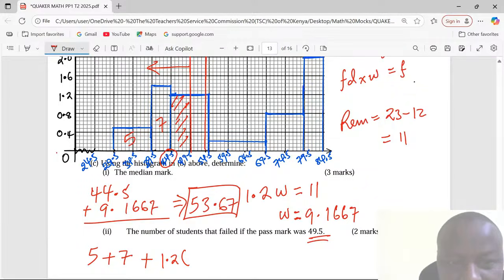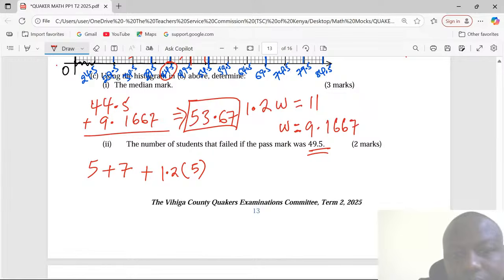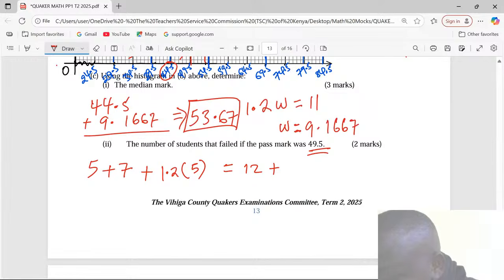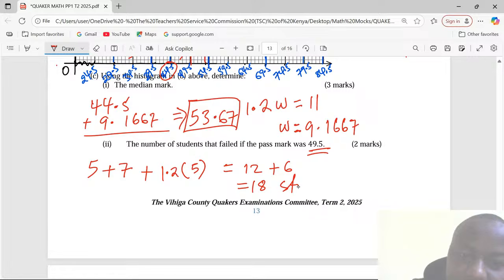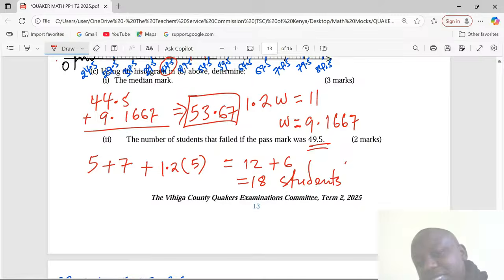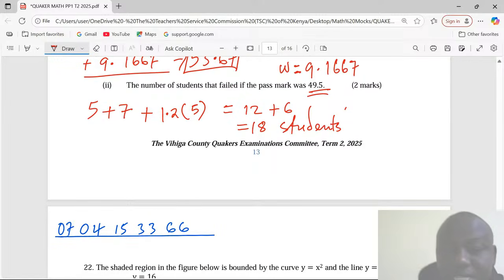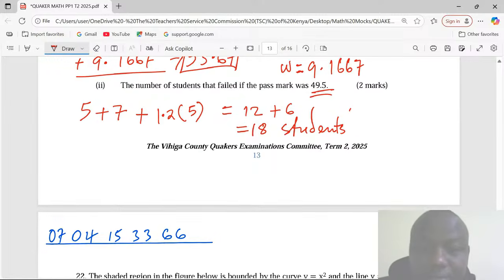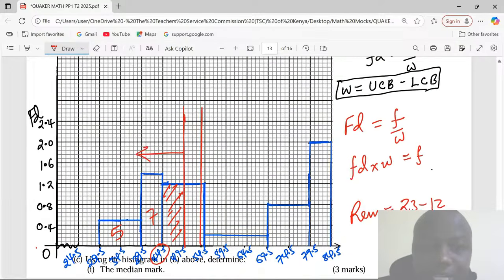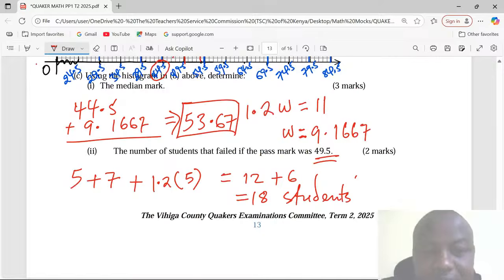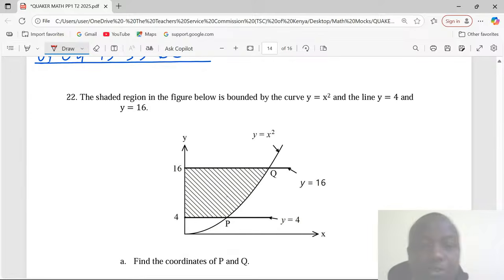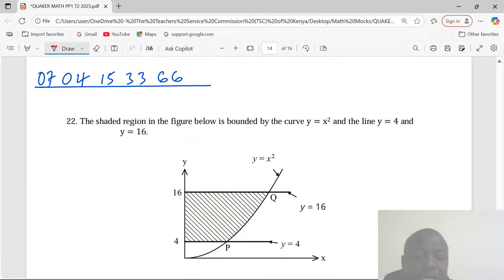So this is a 5. That is 5. So 12 plus 1.2 by 5, 6. This is 18 students. 18 students failed from this histogram. So that's how you're supposed to work out such a question. Please ensure to review this working.